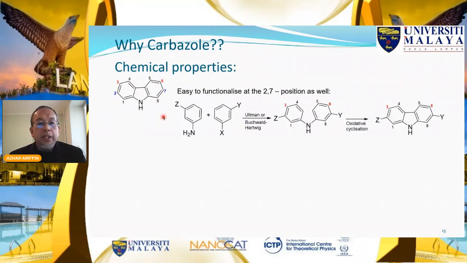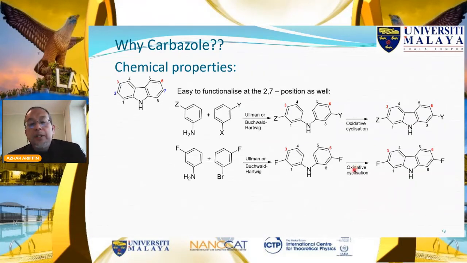For example, here you have to start from a meta-substituted aniline and react it with a meta-substituted halobenzene using the Ullmann coupling reaction or maybe the Buchwald-Hartwig reaction. You get this bisphenylamine, and then with this bisphenylamine, you can do oxidative cyclization at these two positions here. So you will get the 2,7-substituted carbazole.